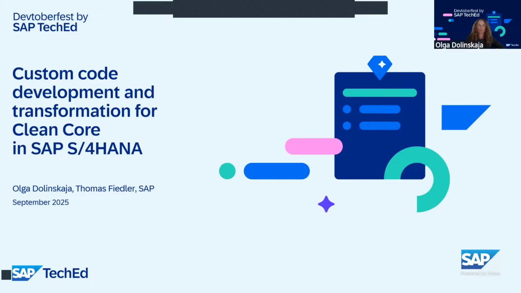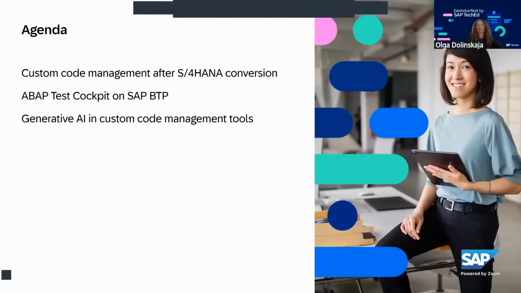So let's start. We will take a look at the custom code management after the system conversion. This is the point of time after you have done the system conversion, it's time to take a look at your extensions and to take care of the Clean Core principles. And then we will continue with the introduction of ABAP Test Cockpit on BTP. And finally, we will talk about the improvements related to generative AI support, which have been done in the custom code management tools, and what we are going to deliver to you to support also your system conversion projects as for HANA with generative AI.